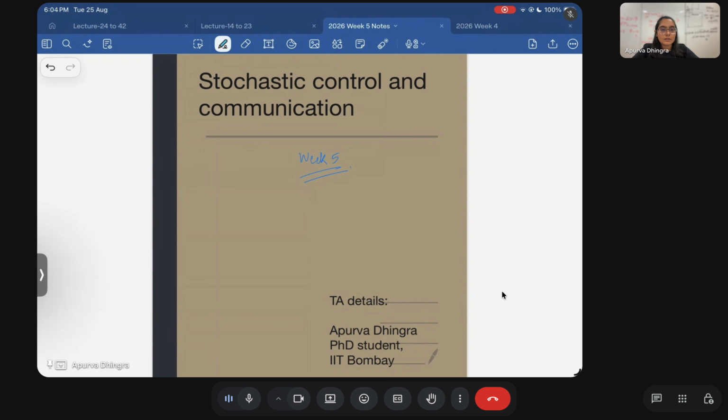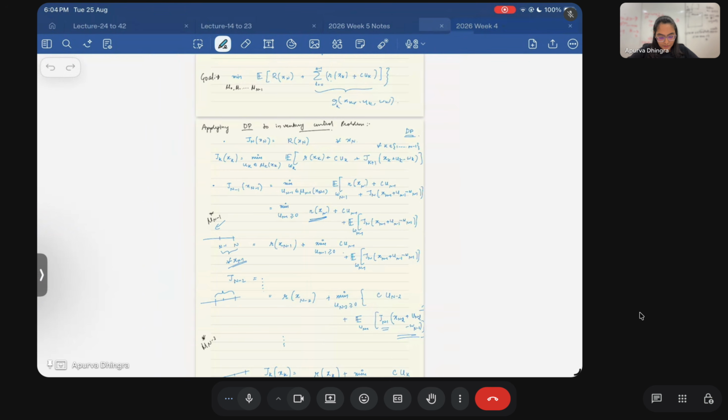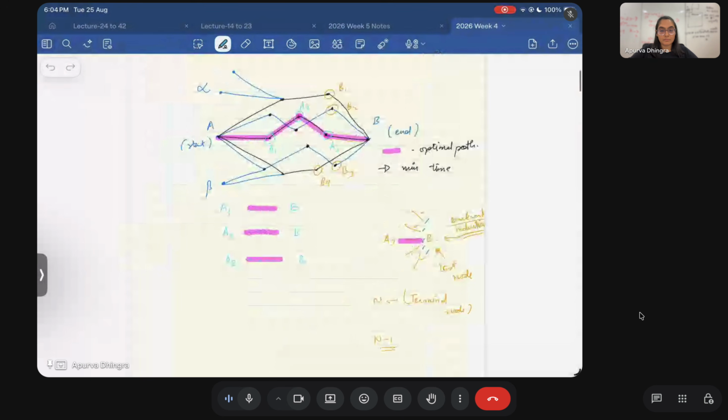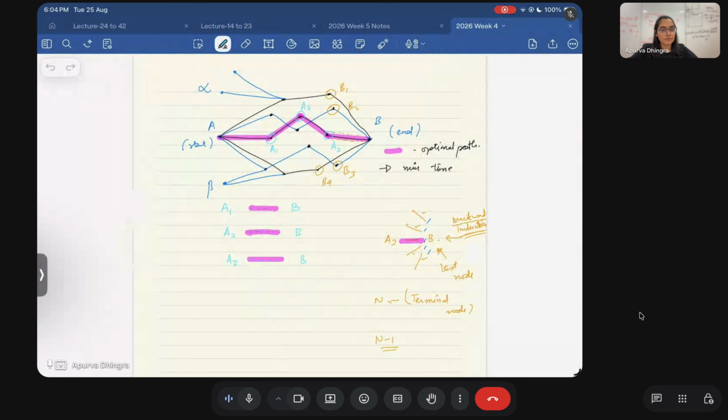Okay, so let's take a recap of what was covered in the last week, and after that we will come back to what is to be covered in this week. Last week we talked about the DP algorithm. We first saw what the DP algorithm was and then we applied it to a problem, and saw how it is to be handled.